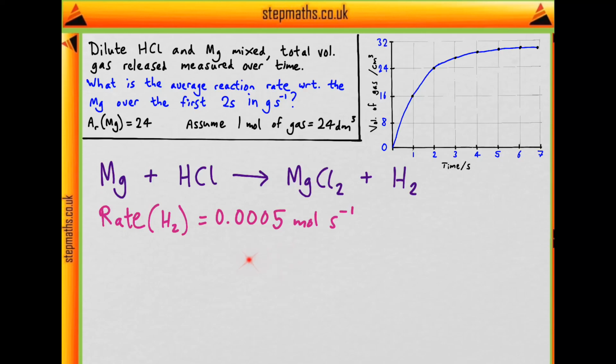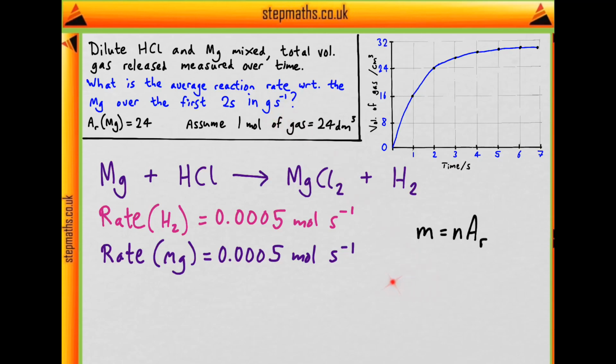How do we get the same thing for magnesium? Well, if we look at the equation, we have 1 mole of magnesium forming 1 mole of hydrogen. So what does this mean for the rate? It's going to be the same, just in the other direction. So now we have the rate for the right species in moles per second, but we need it in grams per second. So what's the last thing we need to do?